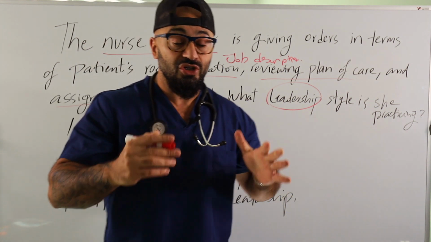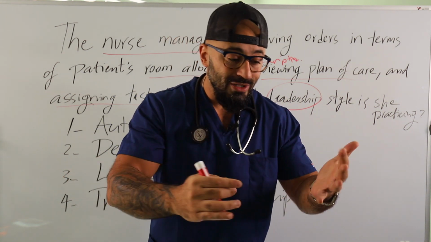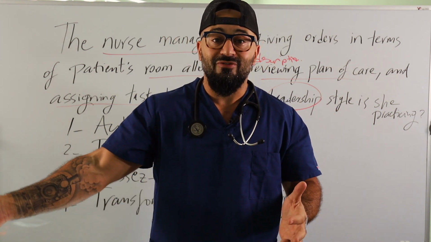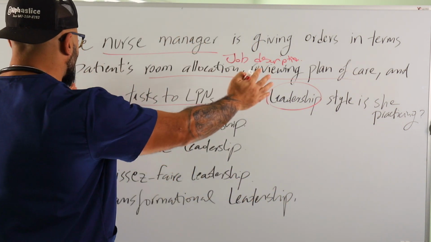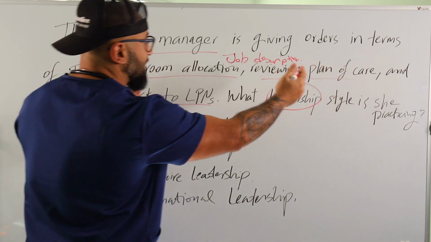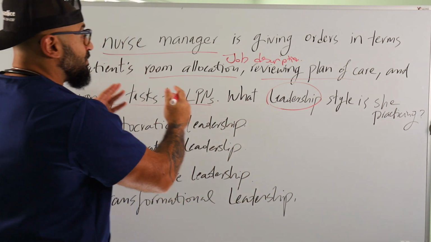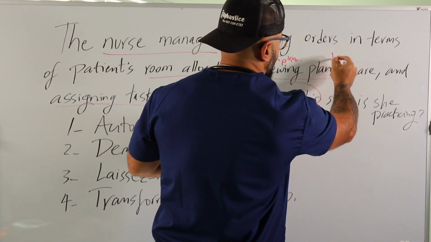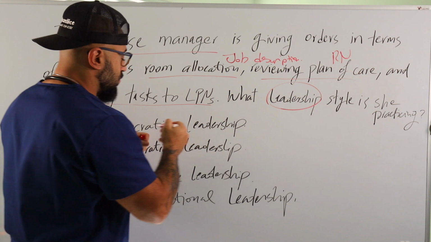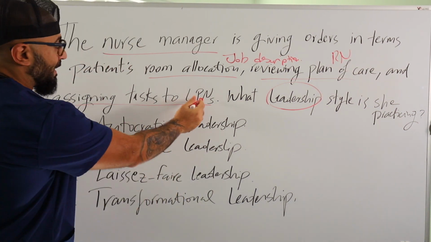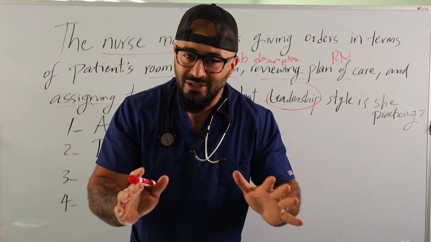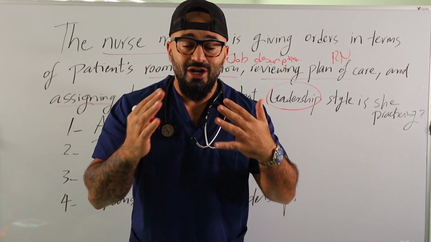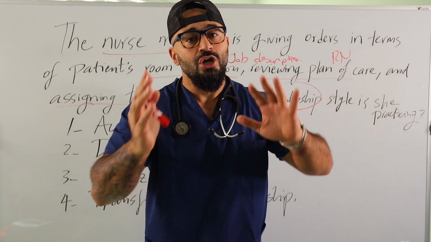So the charge nurse on the unit is the person who does room allocation for the patients who are coming from the emergency department or the admission office, and then they are assigning tasks or reviewing plans of care of the other nurses, right? The other RNs, because RNs are the ones who put the plan of care. LPNs can review and reinforce the plan of care. But when we talk about delegation questions on the NCLEX, that's a huge topic, which I might discuss on a different video.